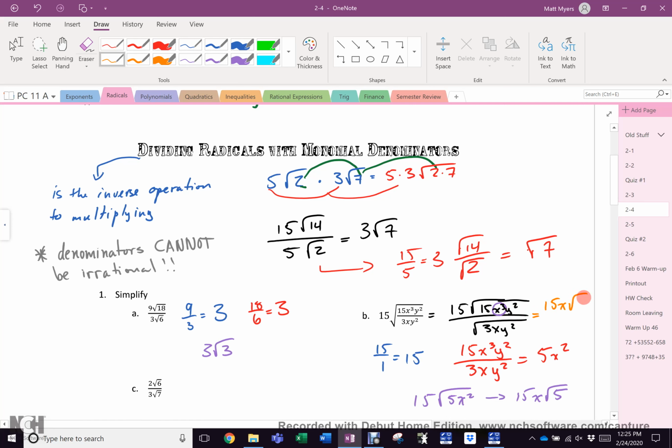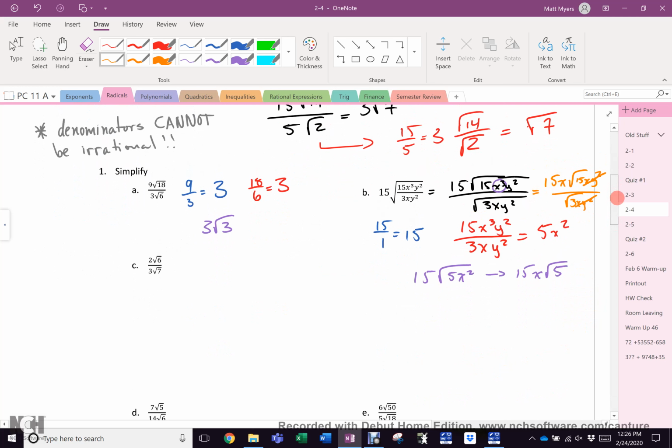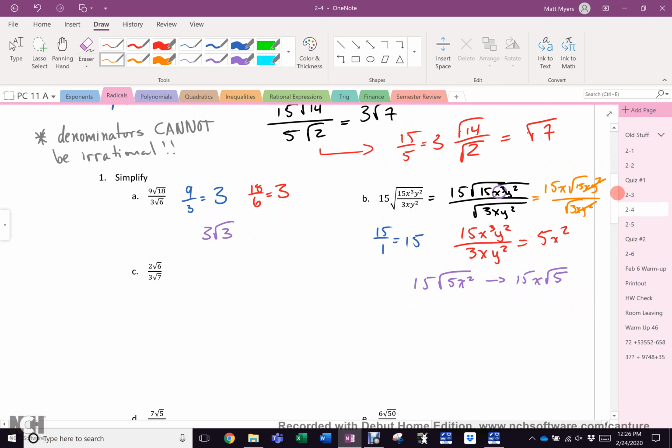You could make this at the very beginning 15x root 15xy over xy squared, over root 3xy squared. And then those would just cancel out right away. It doesn't matter where you simplify, as long as you simplify. Now, what happens in C? Nothing divides, right? So now, this rule comes into effect.